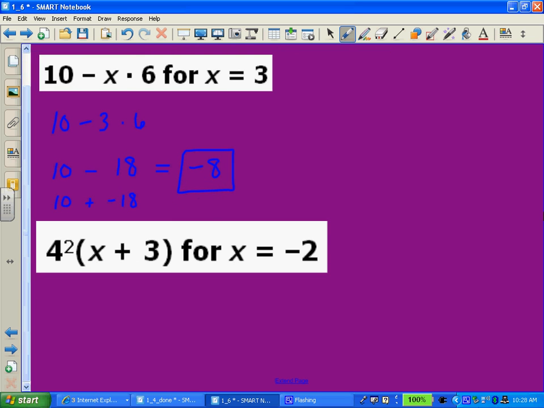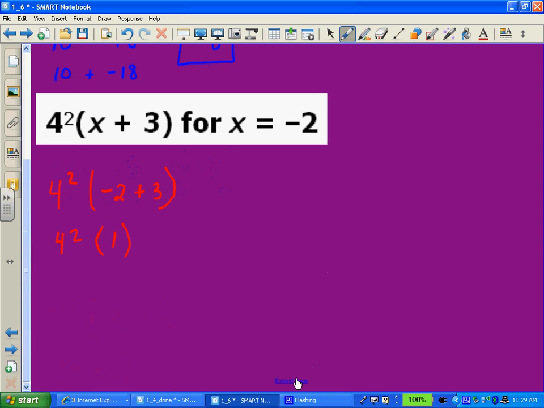Here's another one for us. Again, all I have to do is plug in my value into where the x is. So that's going to give me 4 squared times negative 2 plus 3. I want to do parentheses first, so I have 4 squared times negative 2 plus 3 is 1. And then I'm going to do the exponent, so that's 16 times 1, which is just 16. Okay?